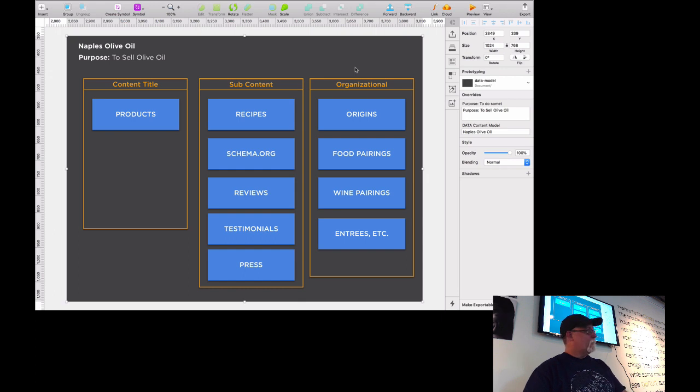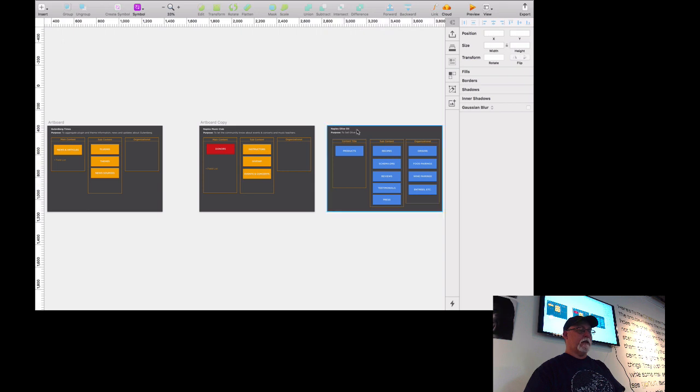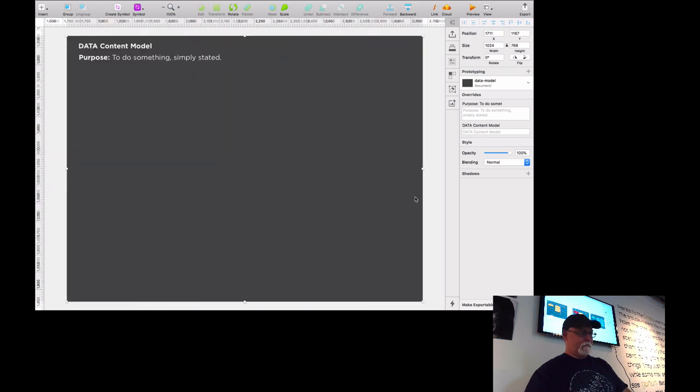Kayaking in Florida. What? Kayaking in Florida? Yeah. Okay, that's kind of neat sounding. Is it already an existing website, or are you building it? It's existing. Okay. All right, so we'll call this one Kayaking in Florida. I can already think of several in my head.